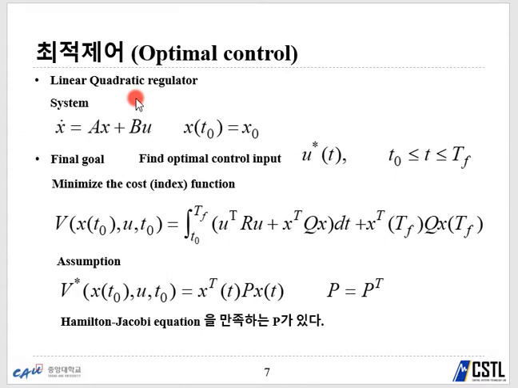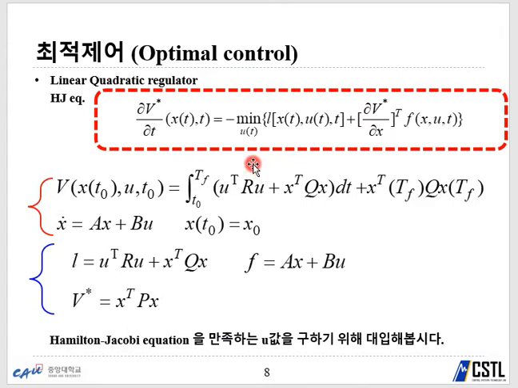There is a linear system, x dot equals Ax plus Bu. Our goal is to find the optimal control input to minimize this cost function. The cost function is defined as such. There is an assumption, or we can define the optimal cost function as x transpose Px, where P is positive definite and symmetric.